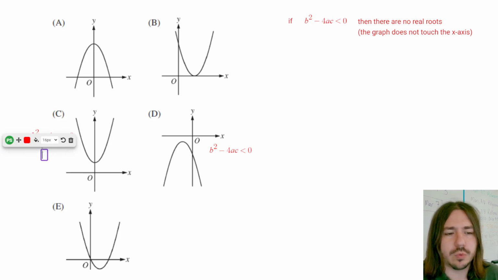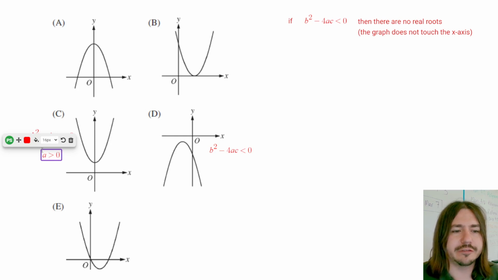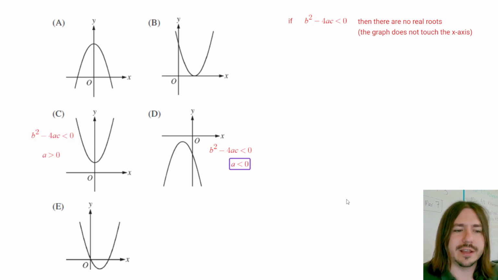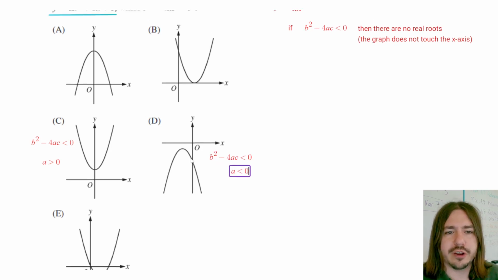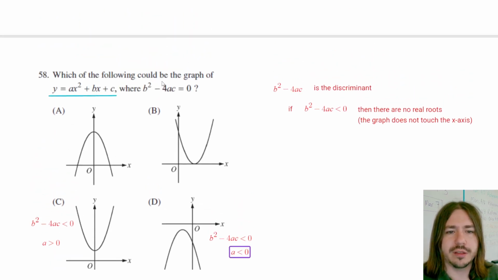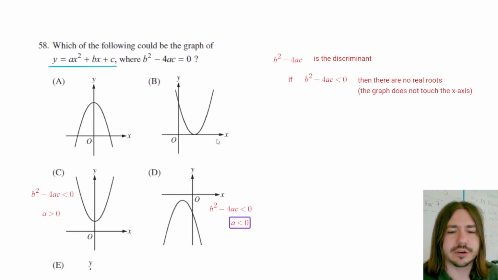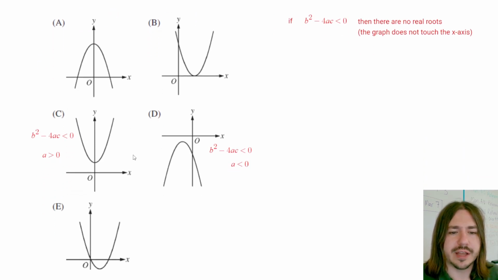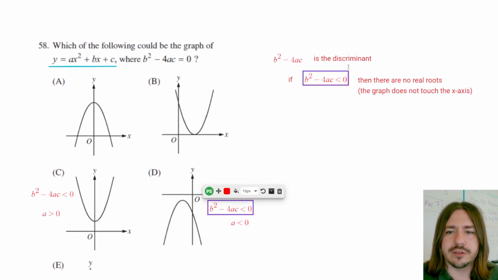And a parabola will open up if that a value or that leading coefficient is positive, and it will open down if that leading coefficient is negative. So either way, neither one of these are going to be the answer choice because we're interested in when the discriminant's equal to 0. But just in case you see a similar problem, I want you to understand how to analyze these particular graphs. Okay, so that's what happens if it's less than 0.